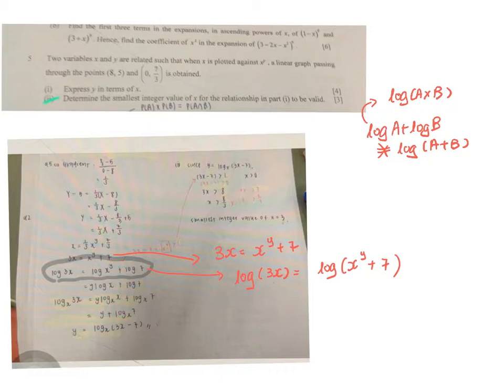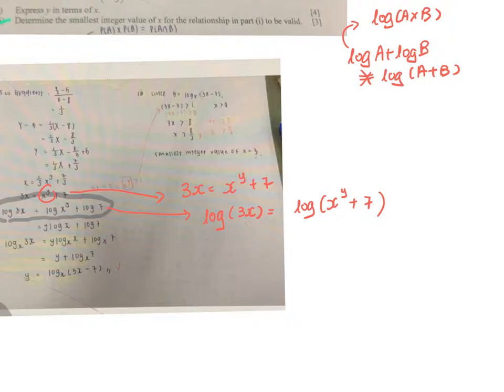Basically, if you are trying to make y the subject, going back to this question, because you only want y to be the subject, it is the same as algebraic manipulation. You want this x power y to be by itself. So put 3x minus 7 equal to x power y. Then after which you can log both sides. Maybe I'll just write it as log of 3x minus 7 equals log x to the power y.